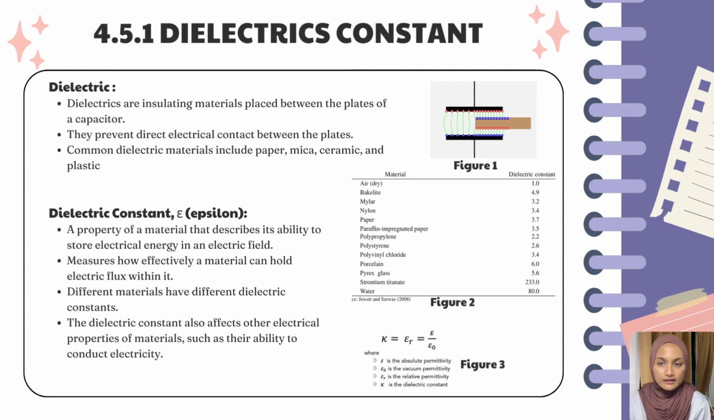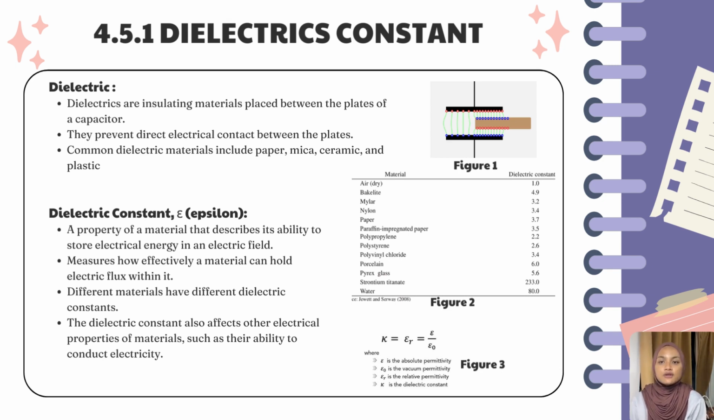As you can see in figure 1, there are two plates and there are brown balls called dielectric between the plates. Next, we continue with dielectric constant, denoted by epsilon. It is a property of a material that describes its ability to store electrical energy in an electric field. It also measures how effectively a material can hold electric flux within it. Different materials have different dielectric constants. The dielectric constant also affects other electrical properties of a material, such as its ability to conduct electricity.